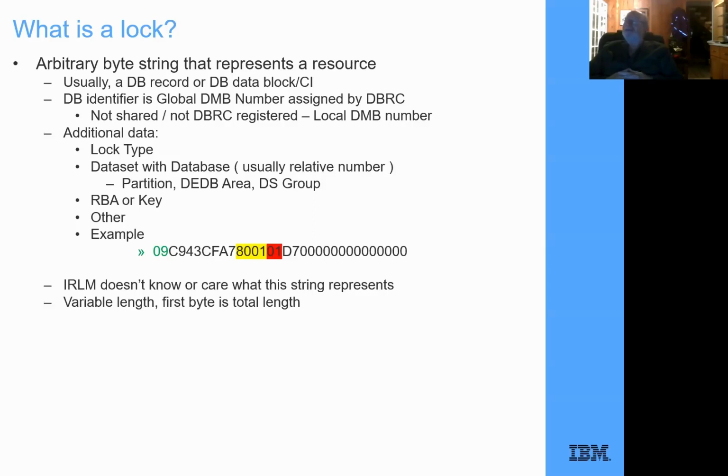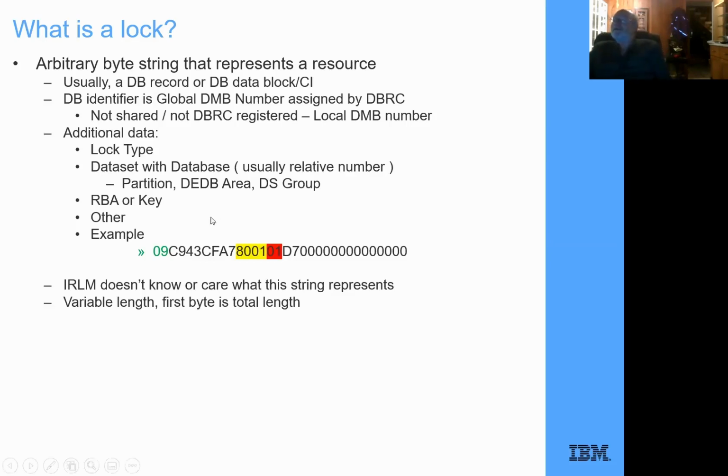Examples of that might be a partition for HALDB, a DEDB area, or, in multi-dataset group databases, the dataset group. And then, of course, something else to identify it is usually the RBA or the key. And there are some other examples of other data that sometimes goes into locks.